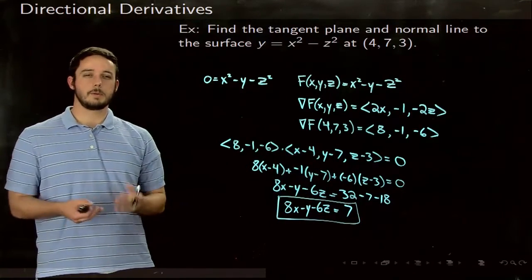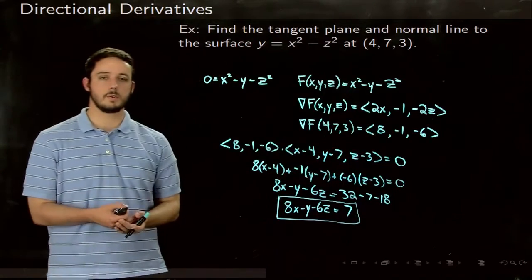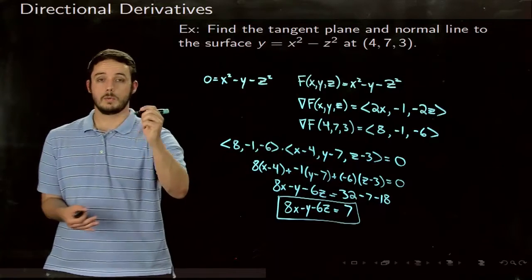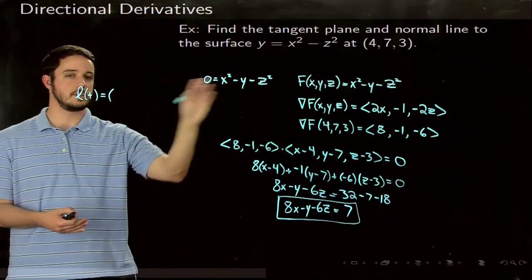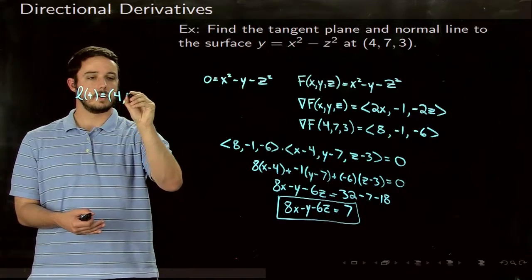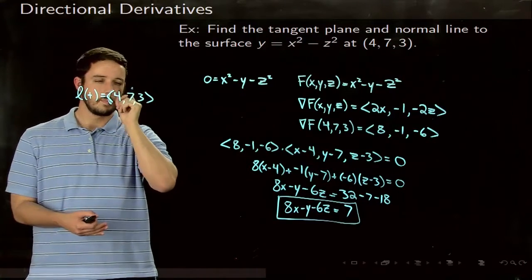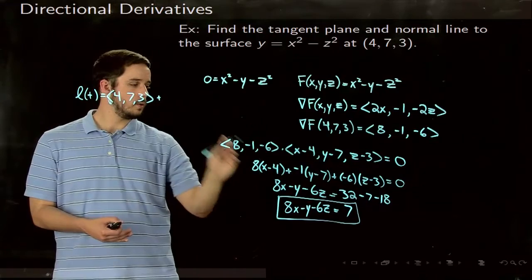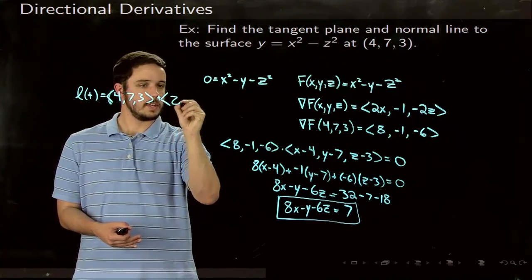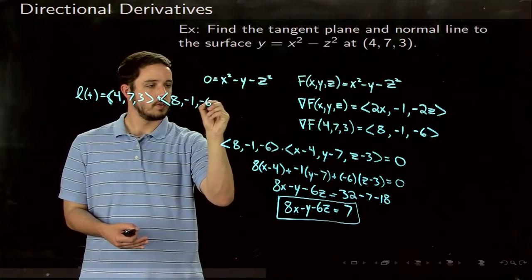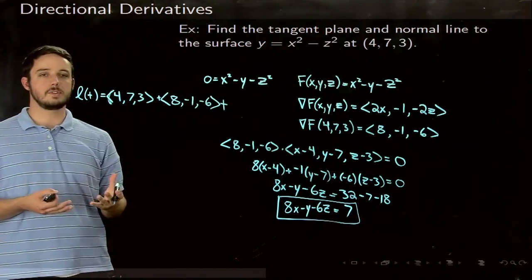Now what else did we want to find? We wanted to find the normal line. Well, we know a normal vector, so we can pretty easily from that find a normal line. The normal line, well, we know one point on it has to be this initial point, 4, 7, 3. And then we know the normal vector is this. So we just multiply that by t. And so this should give us a parametric equation that describes the normal line.